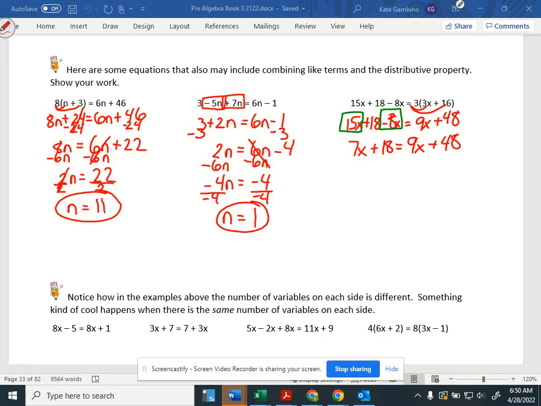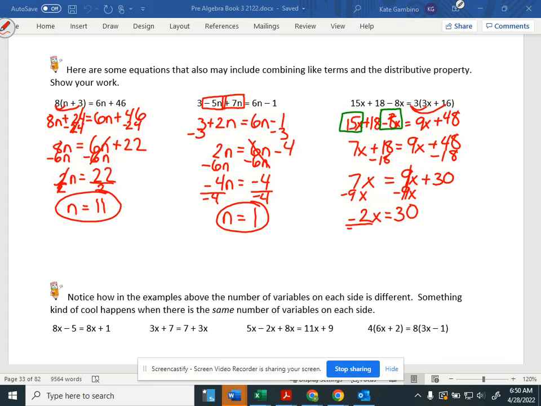So now I'm going to move my variables to one side, constants to the other. So I'm going to subtract 18. So I have 7x equals 9x plus 30. I'm going to move my variable over to the other side. 7x minus 9x gives me a negative 2x equals 30, because those canceled out.